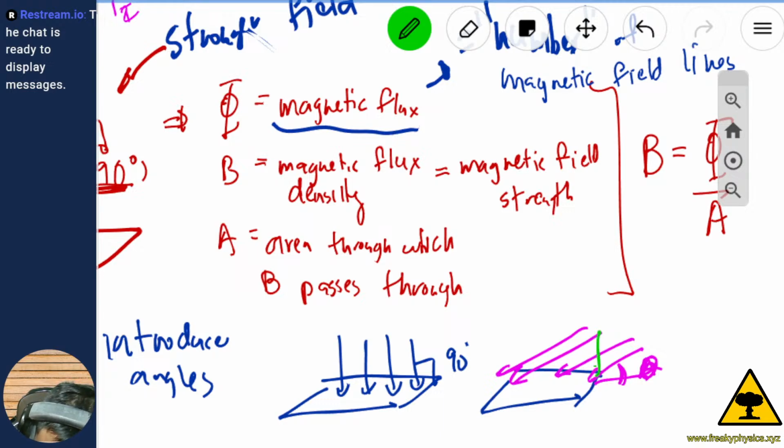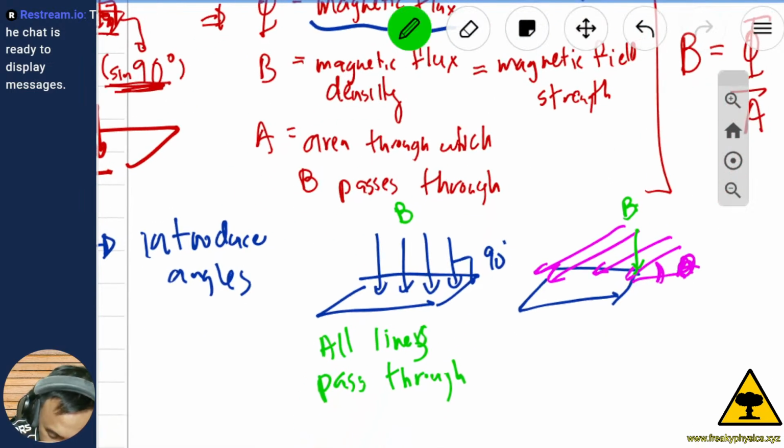There's going to be a component. Let's say that this has a magnetic field strength B for now, and both of these would have a magnetic field strength B. So what's going to happen here? Here, all lines pass through the area, right? Pass through the area.